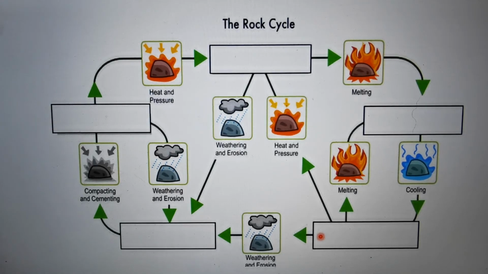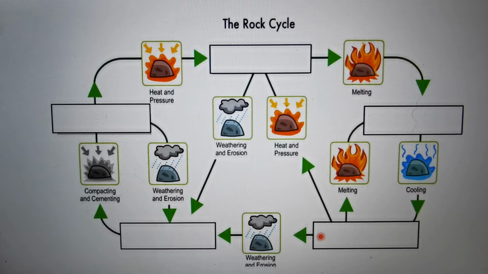This is a picture of the rock cycle. It shows how the 3 different types of rocks can turn into one another over time, or sometimes even into themselves. The 3 types of rocks are sedimentary, igneous, and metamorphic. Now, how are you going to figure out where to start?